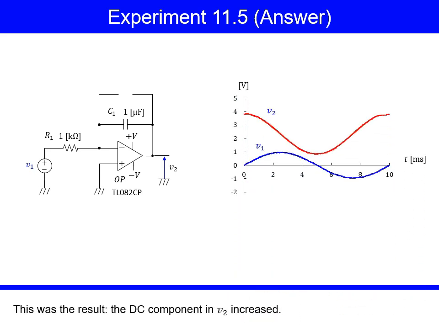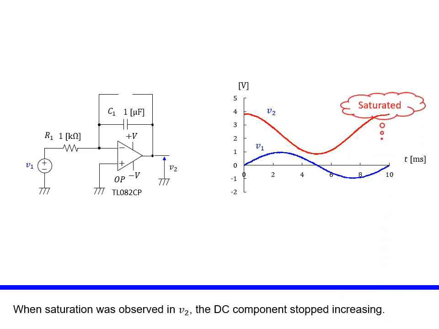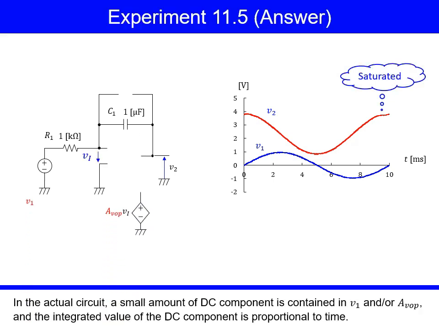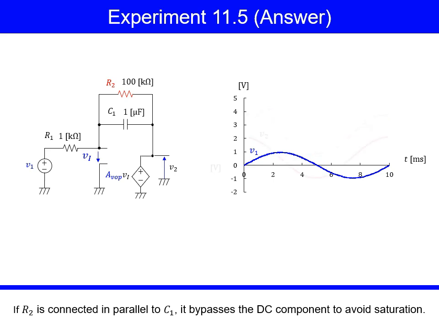This was the result. The DC component in V2 increased. When saturation was observed in V2, the DC component stopped increasing. In the actual circuit, a small amount of DC component is contained in V1 and/or AVOP, and the integrated value of the DC component is proportional to time. If R2 is connected in parallel to C1, it bypasses the DC component to avoid saturation.